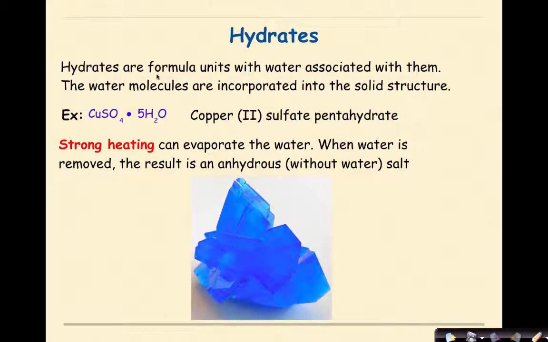Hydrates. Hydrates are formula units with water associated with them. The water molecules are incorporated into the solid structure. So an example, copper 2 sulfate pentahydrate, CuSO4.5H2O. The 5H2O is represented as the pentahydrate over here. Remember now, this dot means plus, not multiply. Strong heating can evaporate the water. When water is removed, the result is an anhydrous, without water, salt.